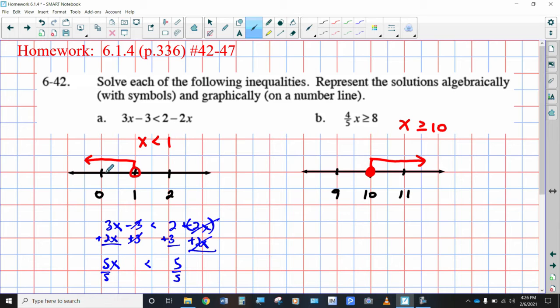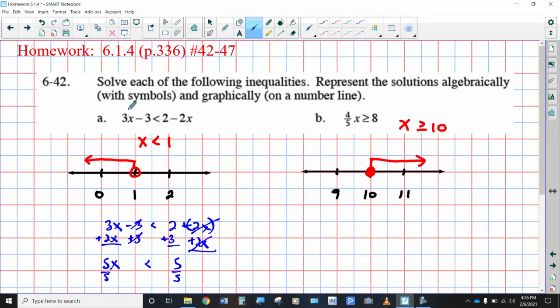Now remember, checking for 0. 0 should be a solution because 0 is less than 1, correct? So if I were to plug 0 in here and simplify these two expressions, this side should be less than this side.